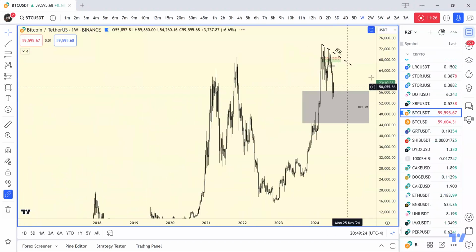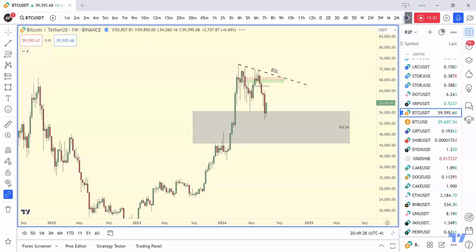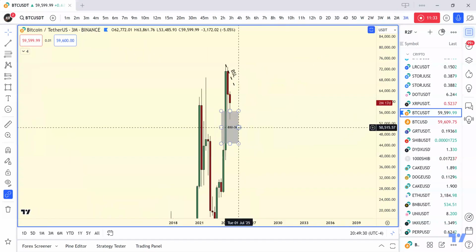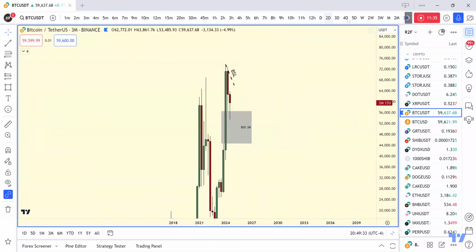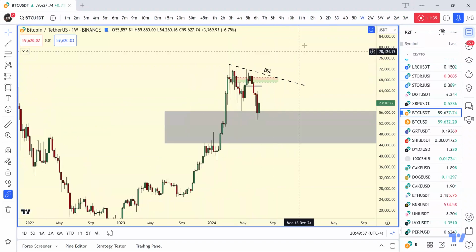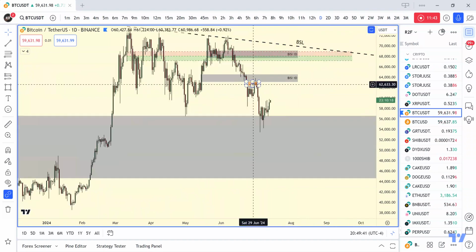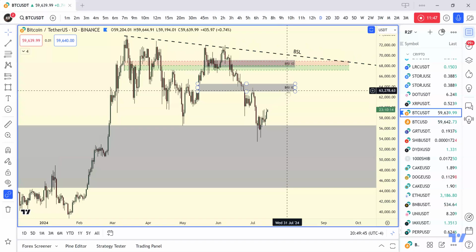Bitcoin. Okay, nice bounce. So we got this 3-month BISI here, and now we are seeing some reaction. Okay, we came to that, expanded up. Let's see, we got some buy side liquidity up there, which is good if we're anticipating a higher Bitcoin.